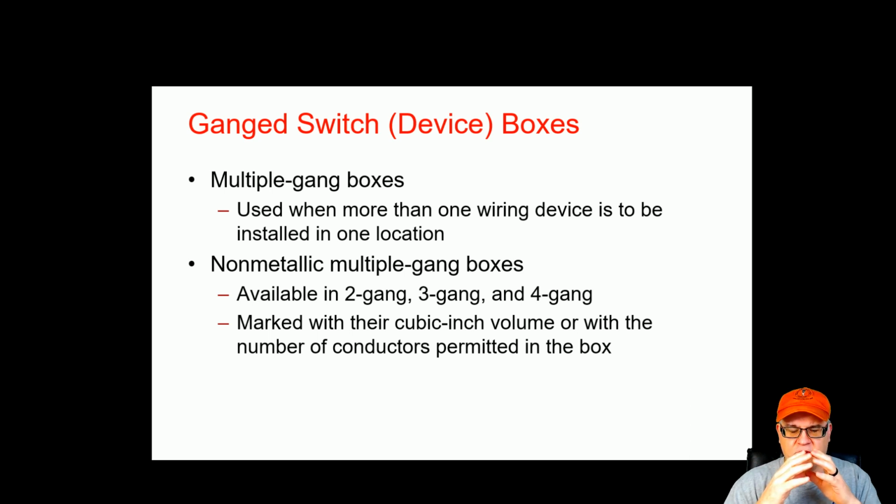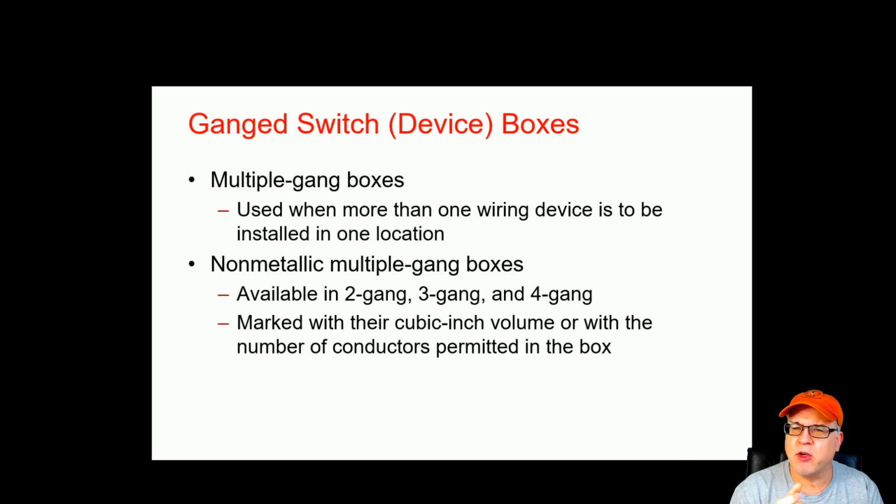And it might have as much as 2, 3, or even 4 points in the box to be able to install devices. You have non-metallic multi-gang boxes. They're available in 2 gang, 3 gang, and 4 gang. They're marked with their cubic inch volume or with the number of conductors permitted in the box. Now this is interesting because if you have like an 18 cubic inch nail-up box, like we used to call them the old blues, but they come in gray and blue and in tan, they'll have varying degrees of cubic inch.